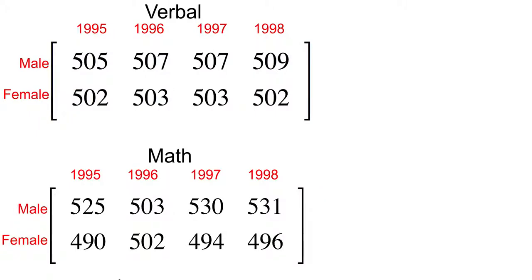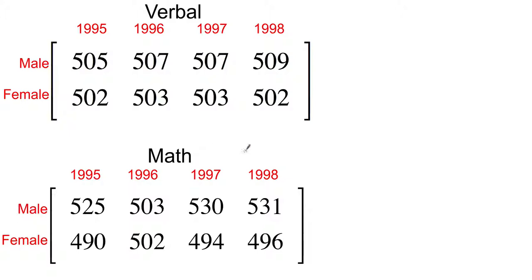This is lesson 4.2, and you can see here I've already set up the first problem. This information was in a two-way table, and we made a matrix out of it. That's the same thing that we did in last lesson, making matrices out of data. And so what we have here is the verbal and the math scores for SATs for males and females from 1995 through 1998.